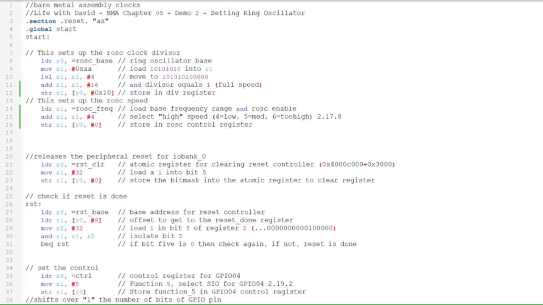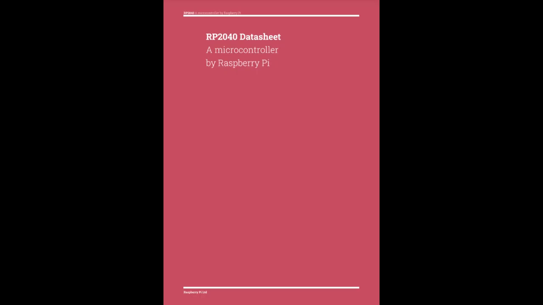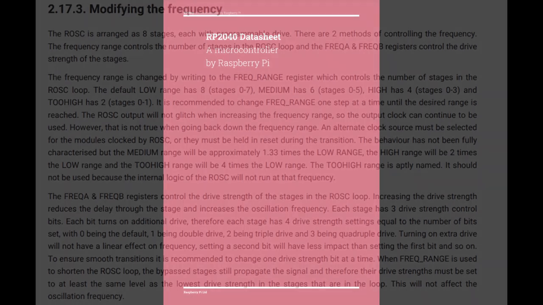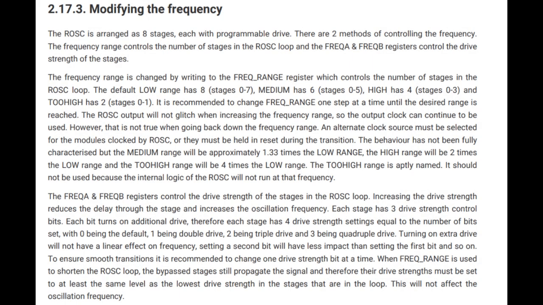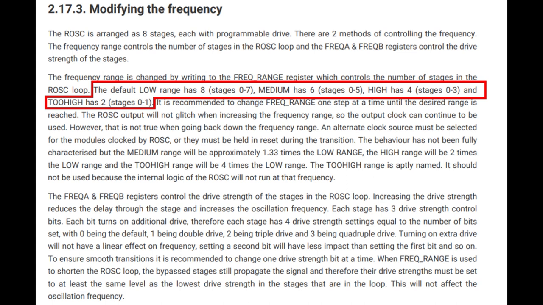The next demonstration, Demo 2, increases the speed of the clock. As always, I'll use the RP2040 datasheet as my guide. Let's first turn to Section 2.17.3. Our ranges for the clocks have the descriptive name of low, medium, high, and too high. These refer to the number of stages in the ring oscillator.